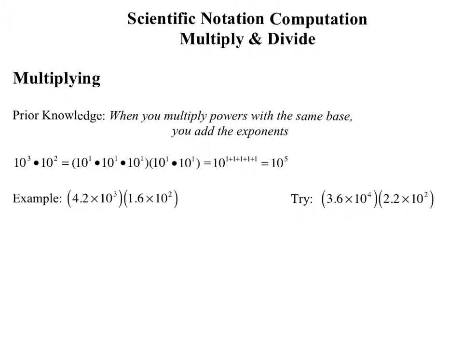Hey there, it's time to get into computing with scientific notation. In order to do this, you need to recall that when you multiply powers with the same base, you add the exponents. That means when you multiply 10 to the third times 10 squared, you need to break the digits into individual powers of 1 and then add them up so you get 10 to the fifth power.